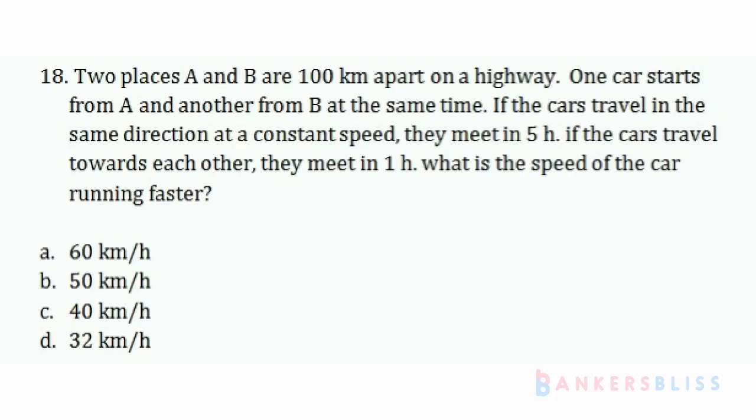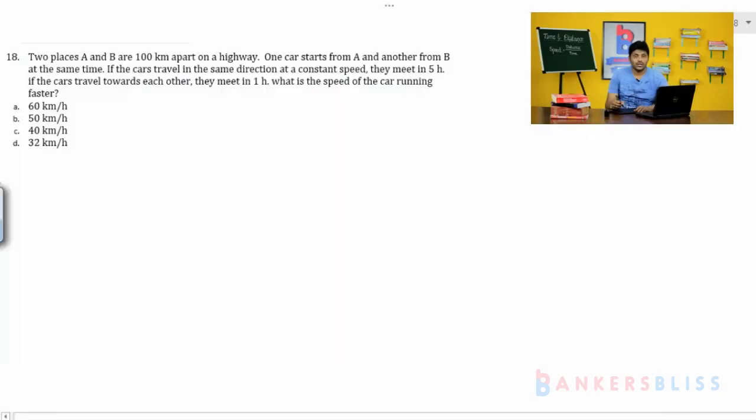Okay, see here, with the help of the relative speed, we have to solve this concept. So, we have two distances. Consider the two places A and B. The distance between A and B is 100 kilometers. Now, one car starts from A, that is C1, and another from B, that is C2, at the same time. If the cars travel in the same direction, the car 1 is traveling in this direction and car 2 is traveling in this direction, and they meet in 5 hours.